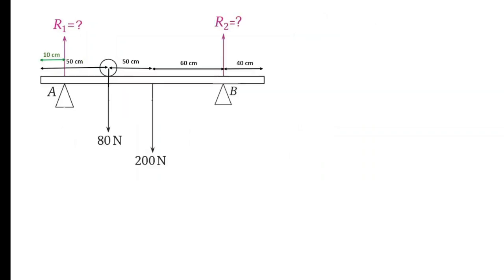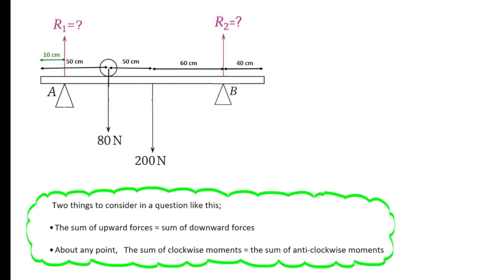Whenever you do a question like this, there are two things that you need to consider. The sum of upward forces is equal to the sum of downward forces. Now, there is no horizontal component here because everything is vertical. So you can just consider the upward and downward forces. So the total resultant force in the vertical direction is 0. Therefore, the sum of upward forces is equal to the sum of downward forces. Now, that we can use with R1 and R2. So I can clearly see R1 plus R2 gives me the sum of downward forces. You've got 80 and 200, 280.